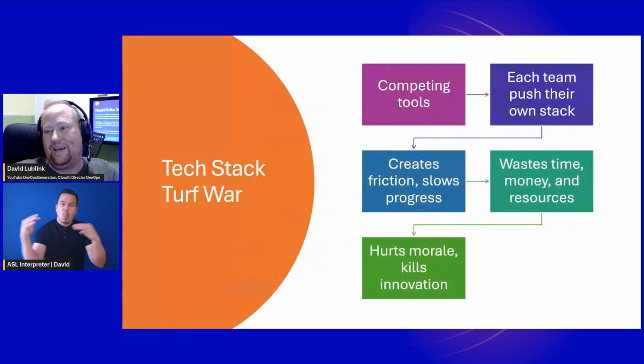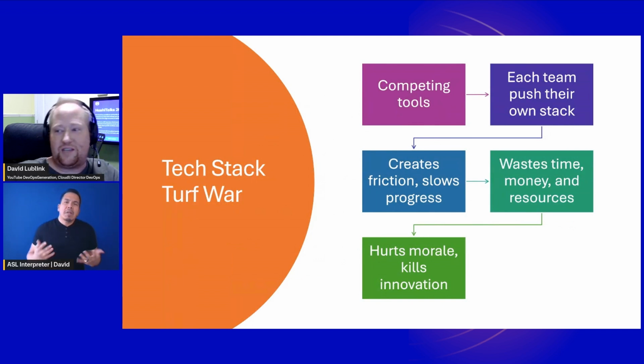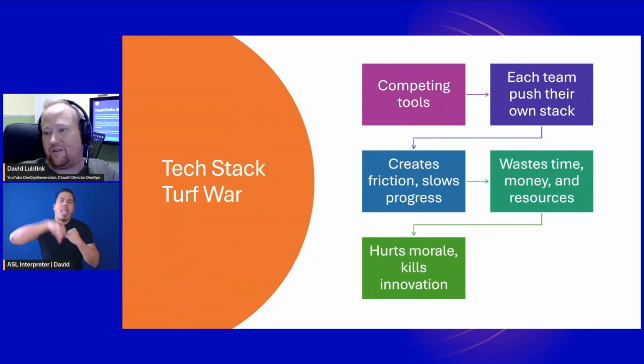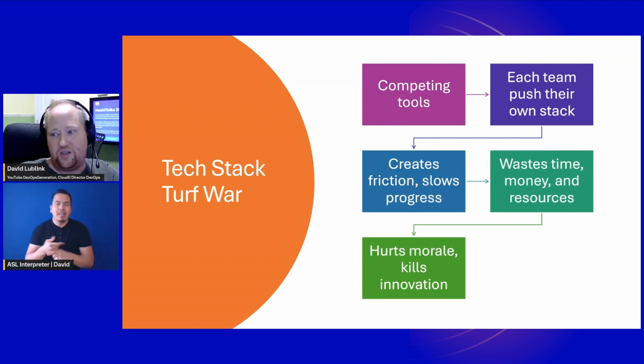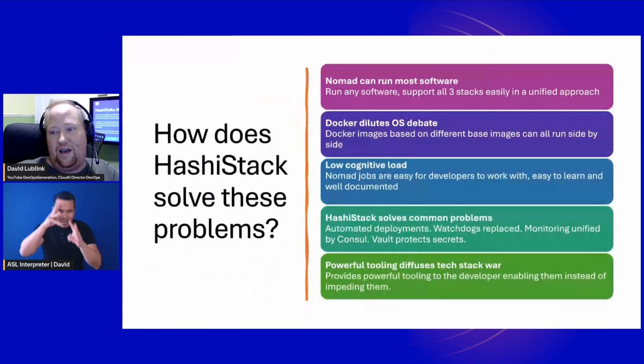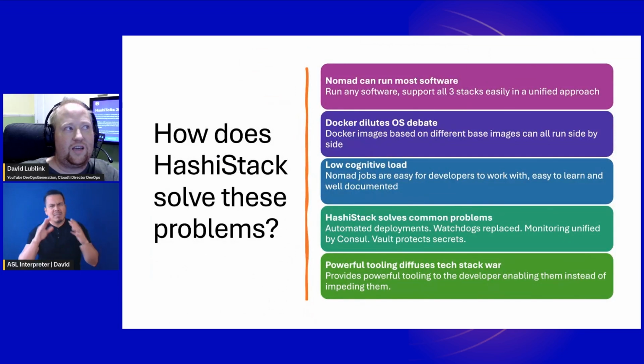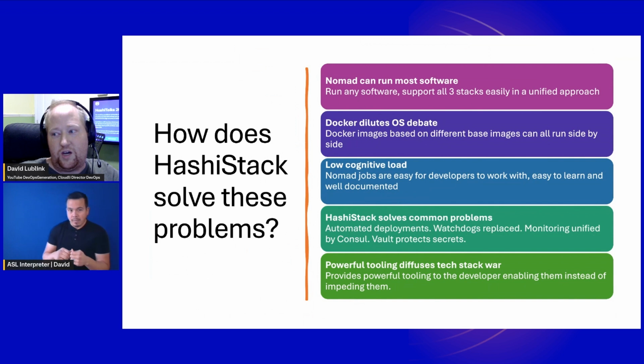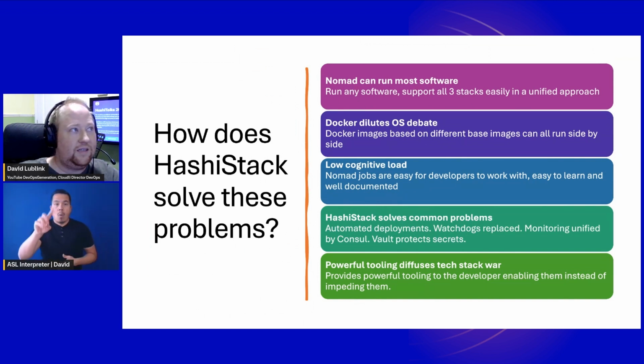All right. So maybe not savage, maybe a little bit exaggerated, but still, when you have competing tools, each team pushes their own stack. This creates friction, which slows progress, wastes time, money, and resources, which hurts morale and kills innovation. And so now you're thinking, how does Hashistack solve any of that? Well, one, since Nomad can run most software, you can easily deploy any of these different tools that are needed by these different groups.